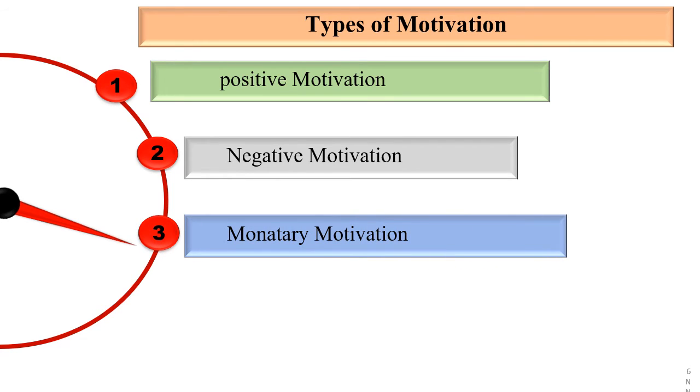Third type, monetary motivation. Monetary rewards are the financial rewards provided to the employees for meeting the desired goals. This may include cash awards, bonuses, commission, gift cards, and so on. Money is an effective motivator for improving employees' performance. Money helps to satisfy the psychological and security needs of a worker. Money is also useful in satisfying social needs to some extent because money is often recognized as a symbol of power, prestige, and status.